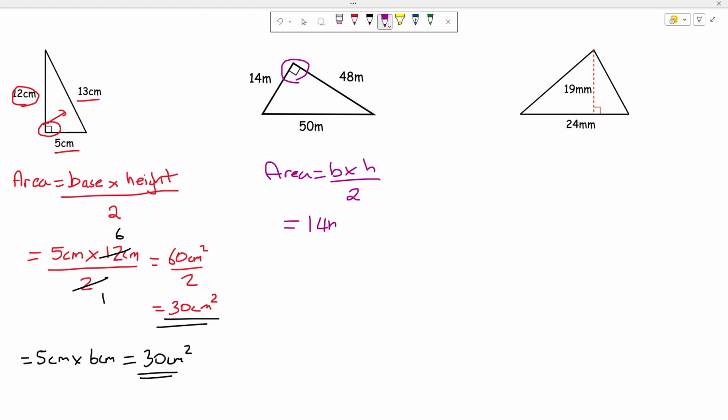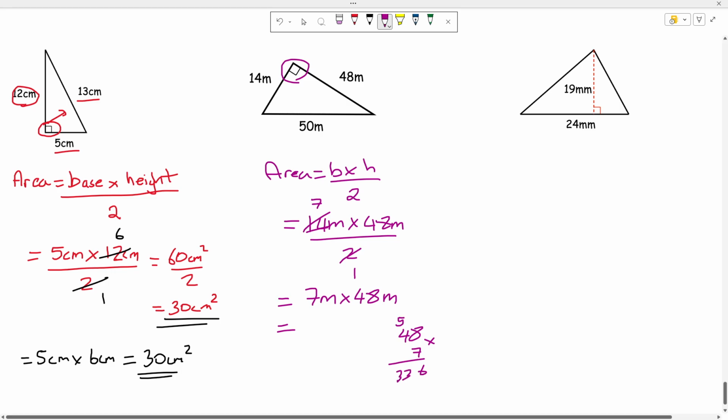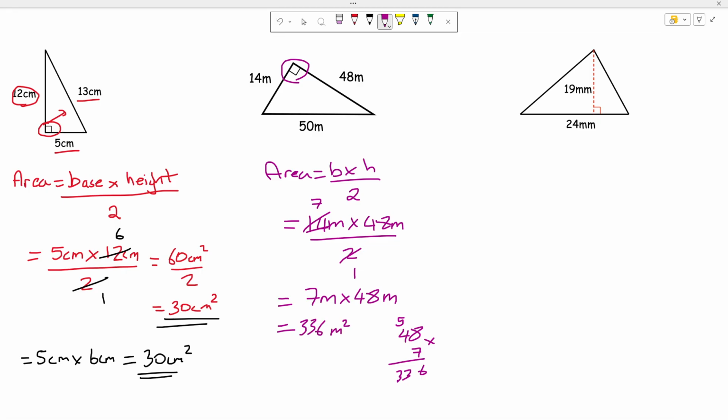We have 14 m times 48 m divided by 2. Again here I'm going to simplify it first. So 2 will change to 1, 14 will change to 7. All right, so what do we have now? We have 7 m times 48 m, which is, let's multiply it, 48 times 7: 7 8s are 56, 6 down, 5 up, 7 4s are 28, 28 plus 5 is 33, which is 336 m². All right, 336 m².